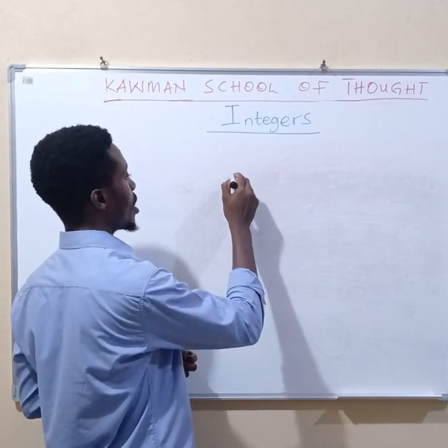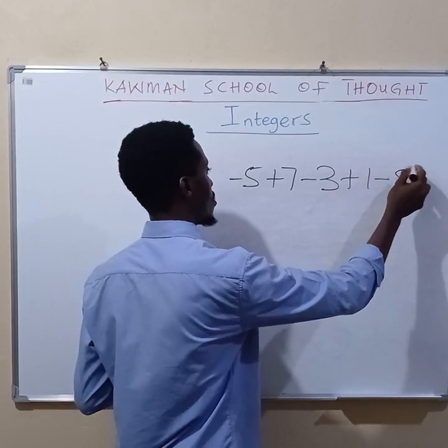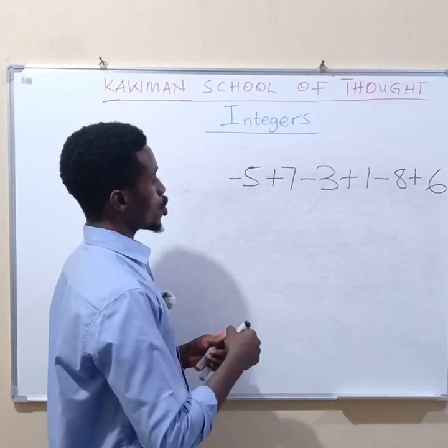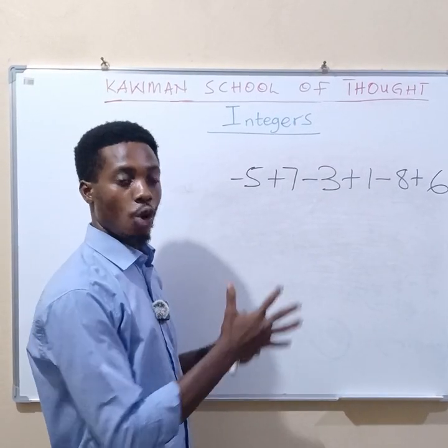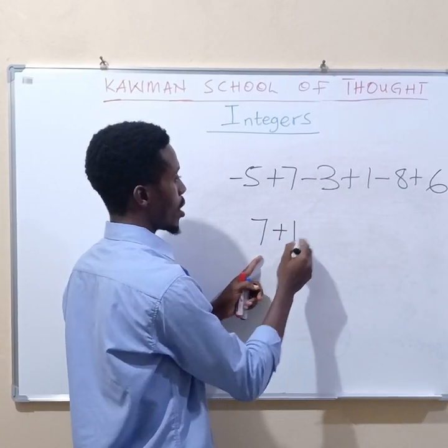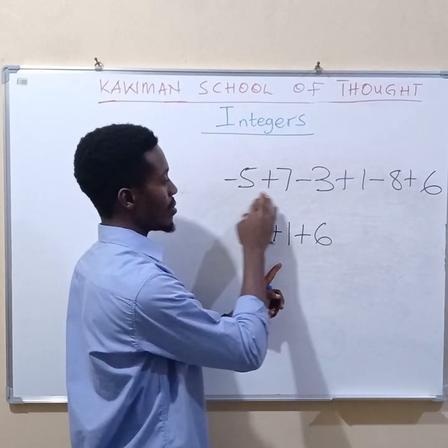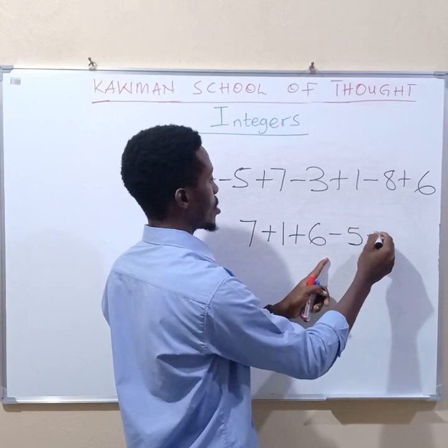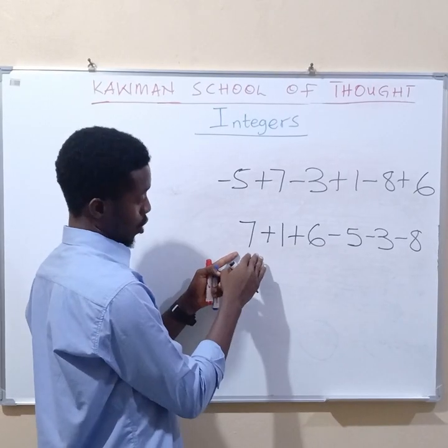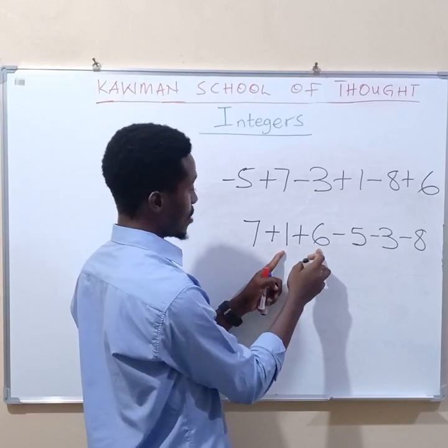Another example. So negative 5 plus 7 minus 3 plus 1 minus 8 plus, let's say, 6. Alright, now let's simplify this. So again, we group the positive numbers on one side. So 7 plus 1 plus 6. Alright, so these 3 positive numbers. Then the negative numbers come. Negative 5 minus 3 minus what? 8. I think that's all. 1 2 3. So we add these ones up. So 7 plus 1 gives us 8, plus 6. 8 plus 6 is 14.